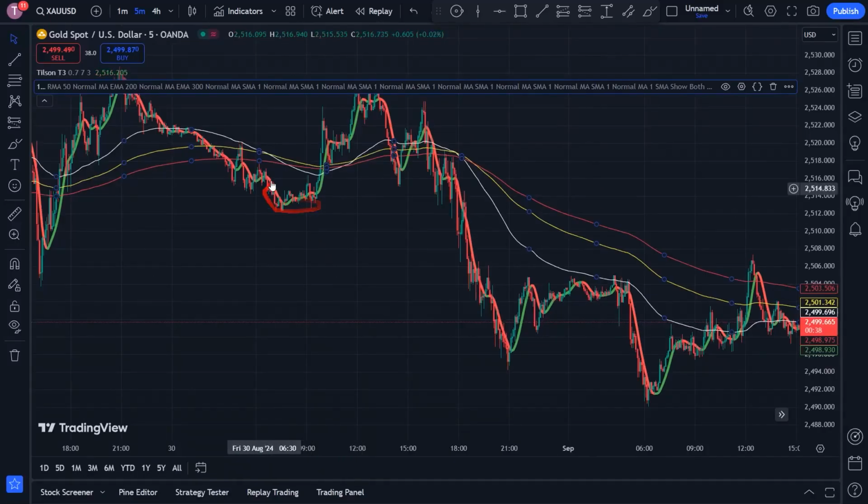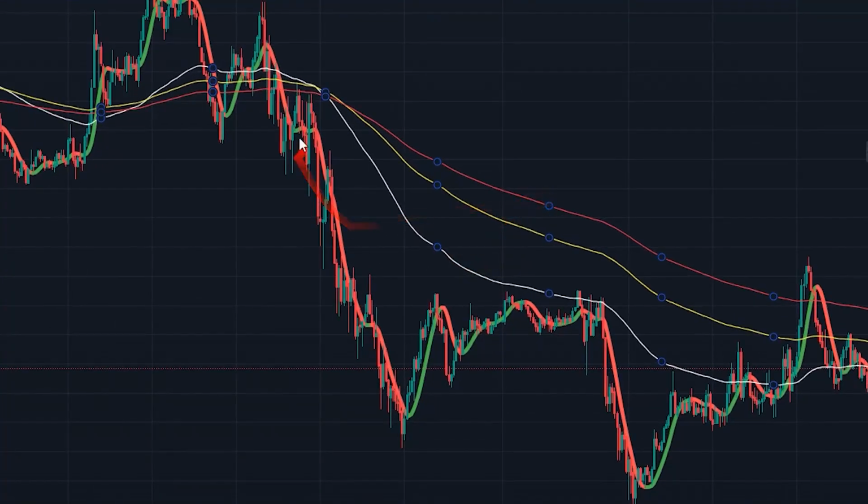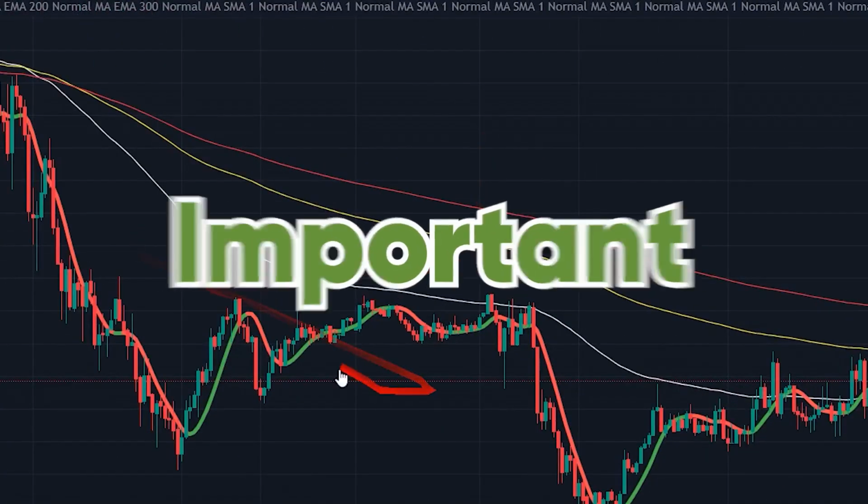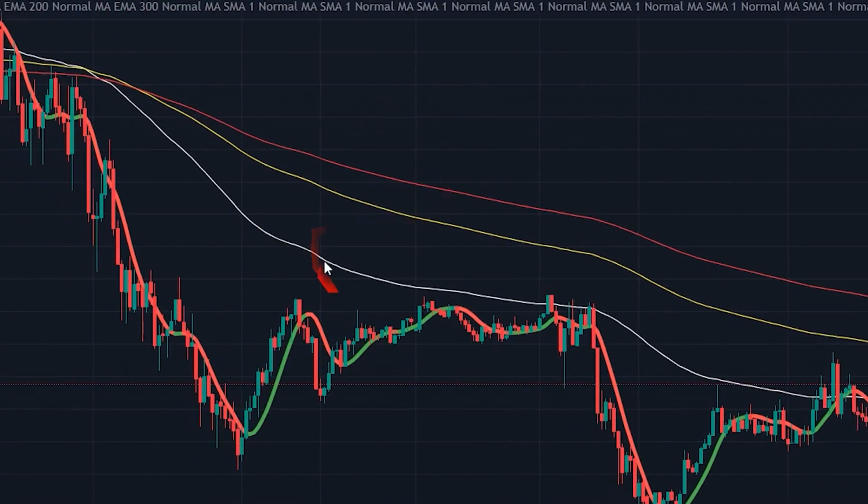Now let's move on to explaining this indicator. As you know, this indicator consists of 3 moving average lines and their arrangement is very important for us. Based on them, we can easily find good trades and entry points, and working with this indicator is quite easy.